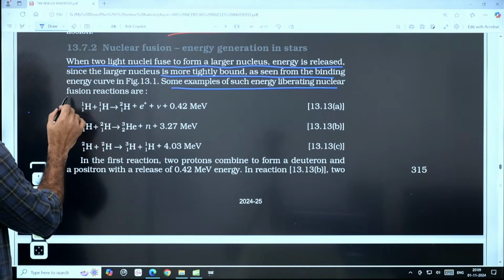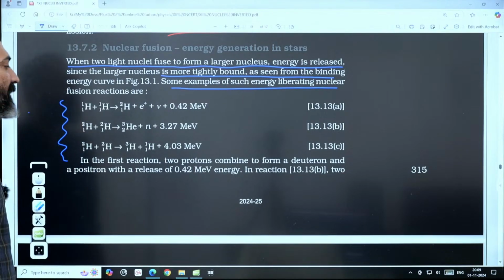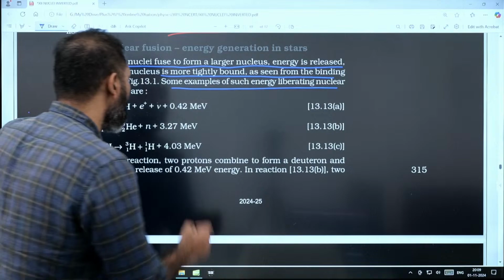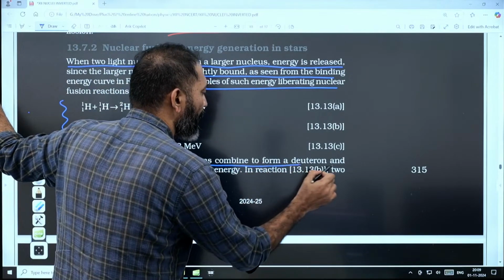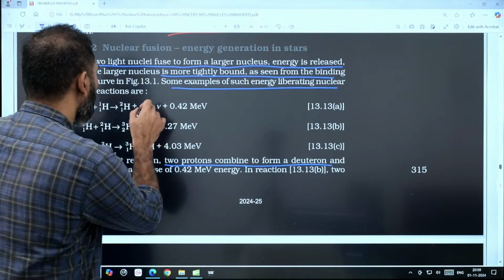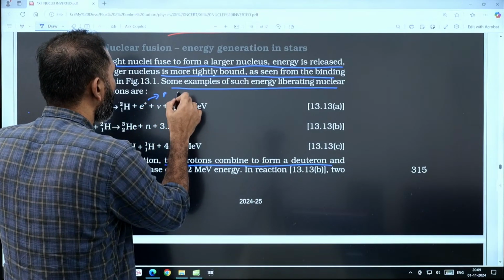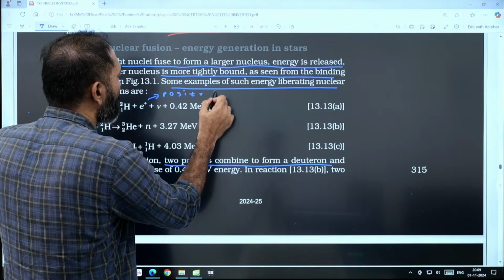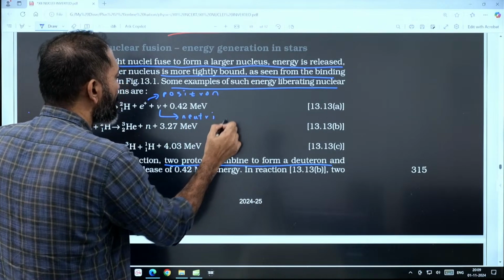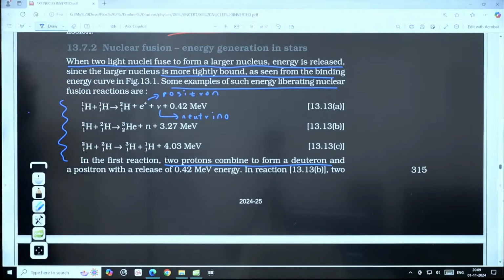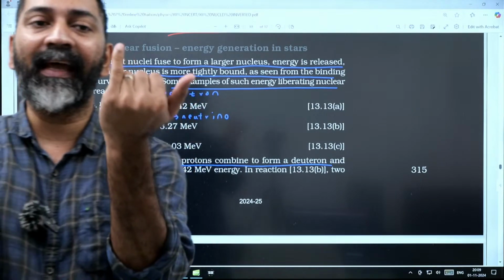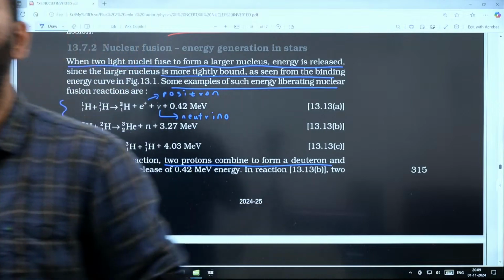You should note these examples because it's an NCERT textbook example. In the first reaction, two protons combine to form a deuteron and a positron. This is positron. This is neutrino, with a release of energy of 0.42 MeV. Please note down this reaction. In nuclear fusion, lighter nuclei combine to form a heavy nucleus.